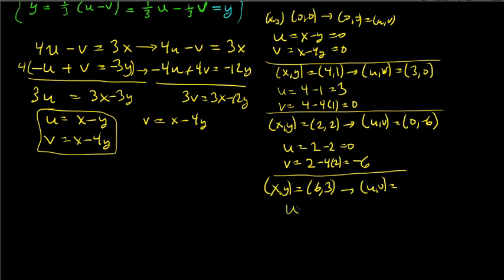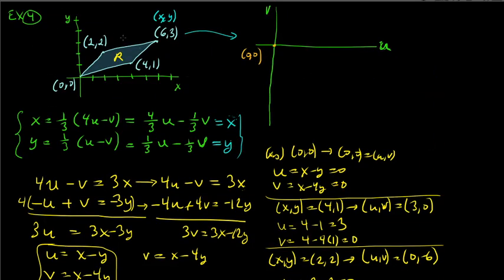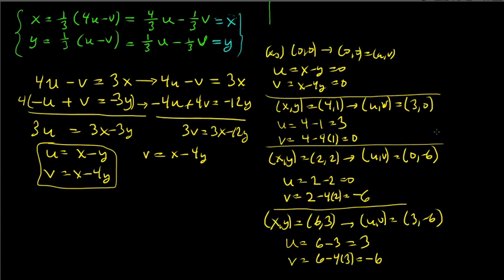Right. So u is going to be 6 minus 3, which is 3. And v is going to be 6 minus 4 times 3. 6 minus 12 is negative 6. So we get 3, negative 6. Okay. So the four corners of the parallelogram in the xy plane now become what, right?